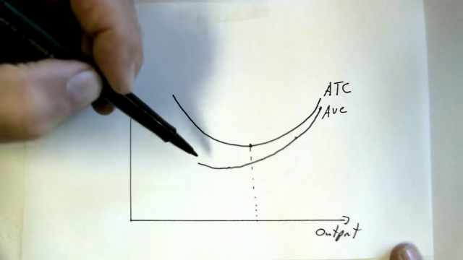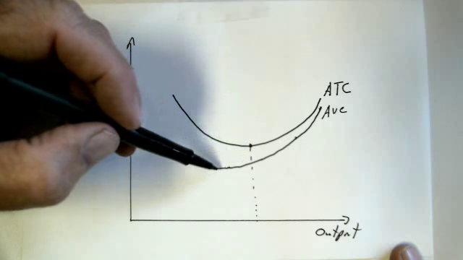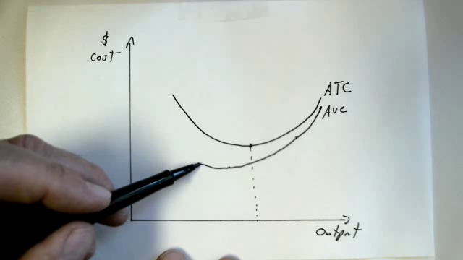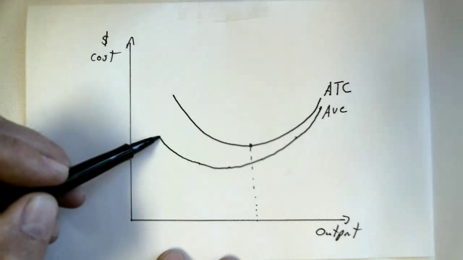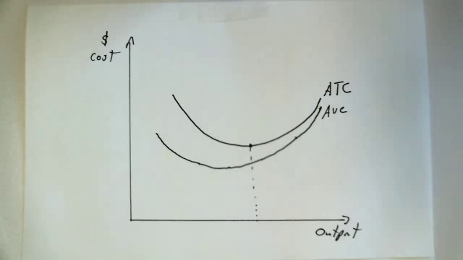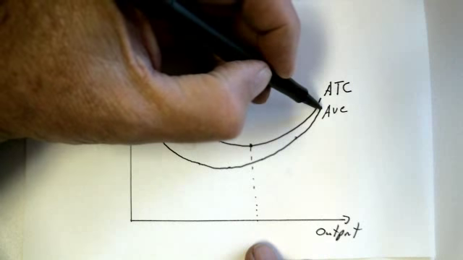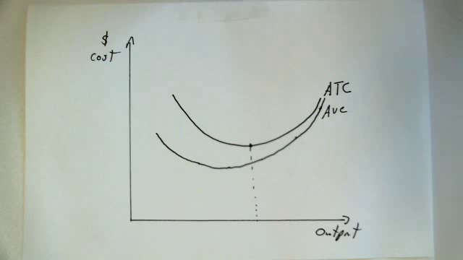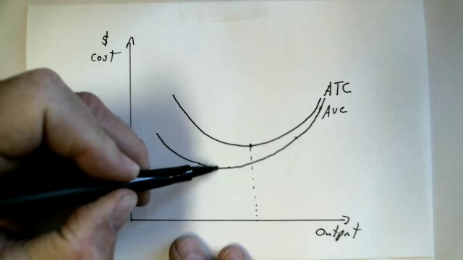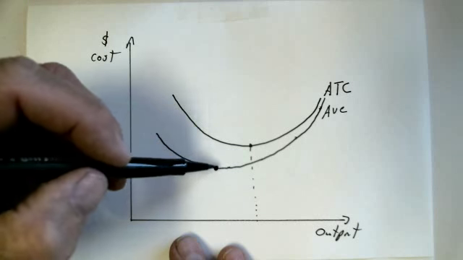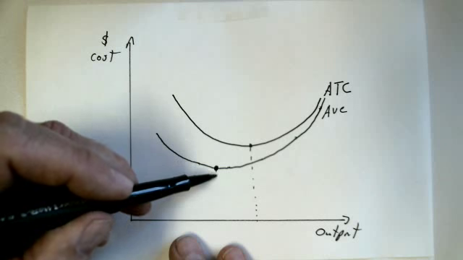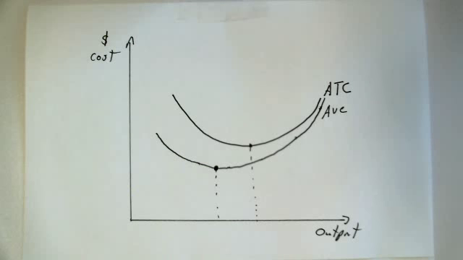And the minimum point on the average variable cost is below and to the left of the minimum point on the average total cost curve. And they look like that. So they have the same basic shape. But the average variable cost curve is everywhere below the average total cost curve, and its minimum point is always to the left, see, always to the left of the minimum point on the average total cost curve.